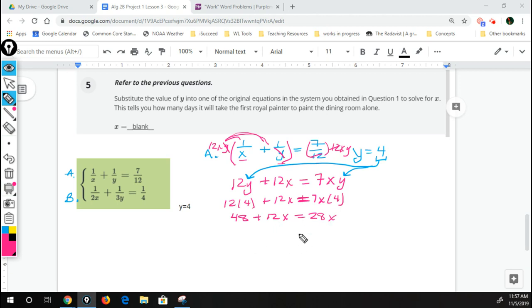Solve for x. We got 2 x's on either side, so I'm going to subtract to combine those like terms. What would that be? 16. And then we go ahead and divide. x is equal to 3. Okay, so that is question number 5, which means that the final answer for this system of equations would be the coordinate point of 3, 4, right? We got the x and the y.